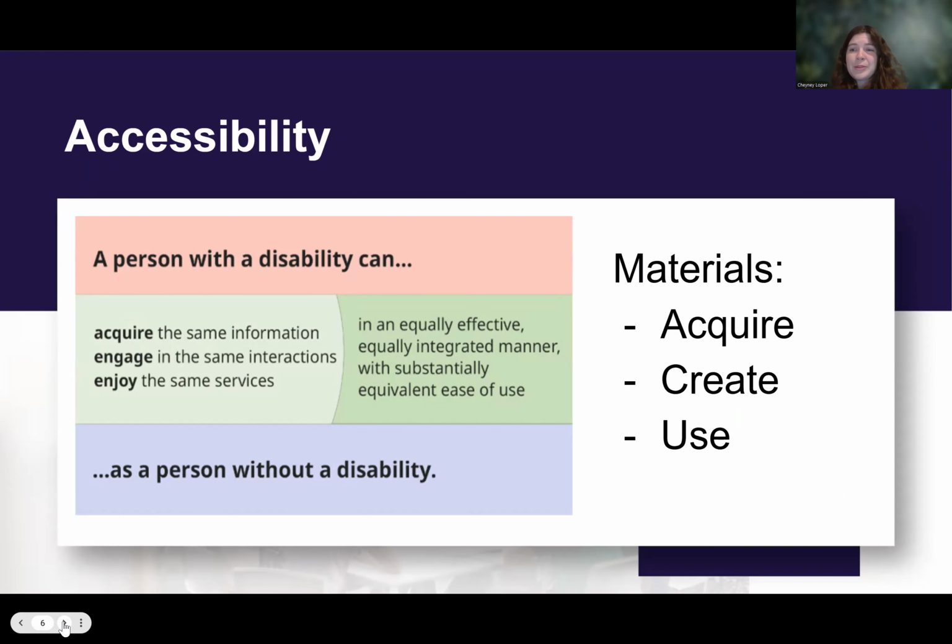When thinking about using accessible materials, there are three options. You could acquire them, like purchasing accessible materials from the beginning, or choosing materials based on accessibility. You could also create them following the accessibility principles or standards, or you could use materials that you already have with supportive and assistive technologies to interface and support individual student needs.